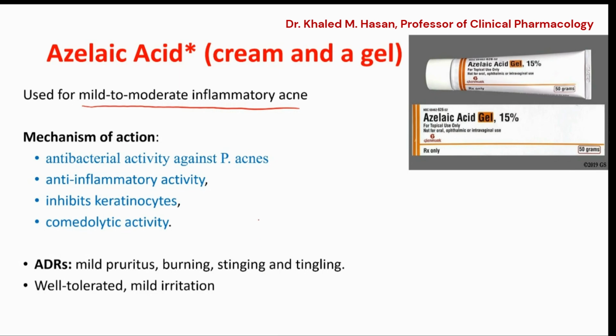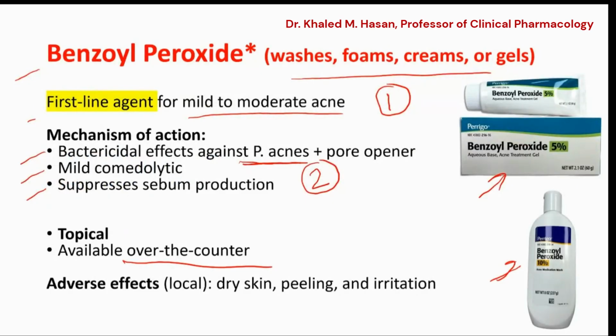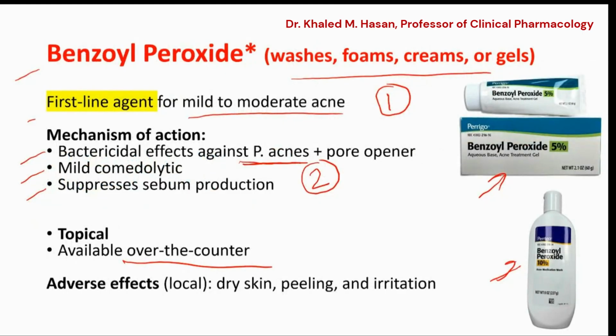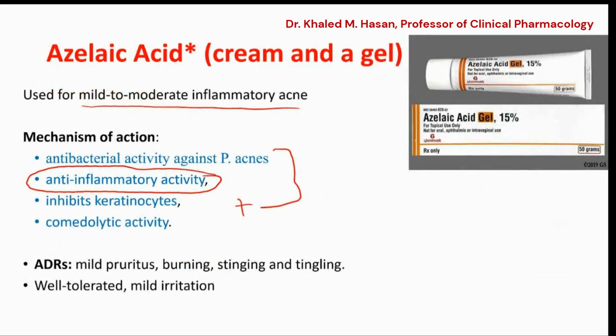How does this medication work? You can see here, if you go to benzoyl peroxide, there's no effect on inflammation. But with azelaic acid, we can add the first three the same, and this is new: the anti-inflammatory activity. So the same as benzoyl peroxide, but we add an anti-inflammatory effect. So azelaic acid works as antibacterial, anti-inflammatory, inhibits keratinocytes, and has a comedolytic effect.